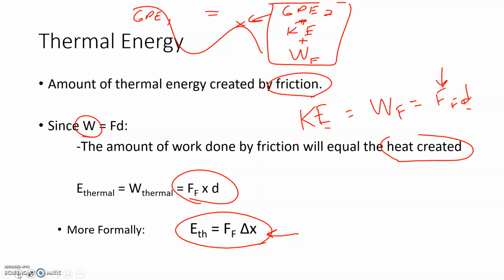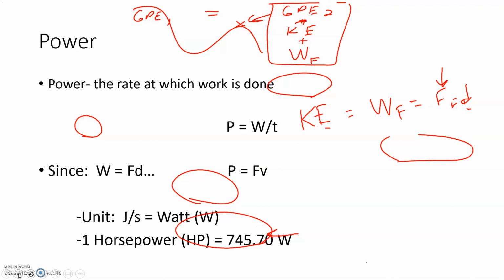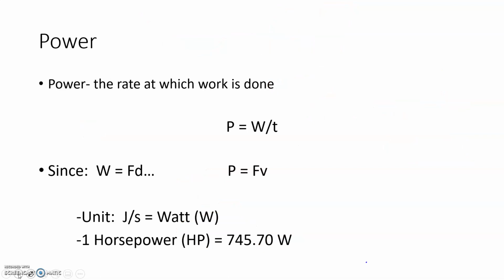So thermal energy is the amount of work done by friction. That's what we're going to be doing from thermal energy. There's obviously more types of thermal energy you deal with than that, but the one we're going to deal with is work done by friction. And the last one, power, is the rate at which work is done.